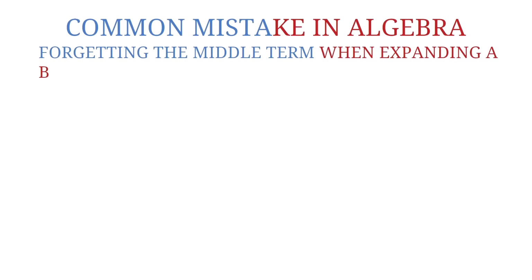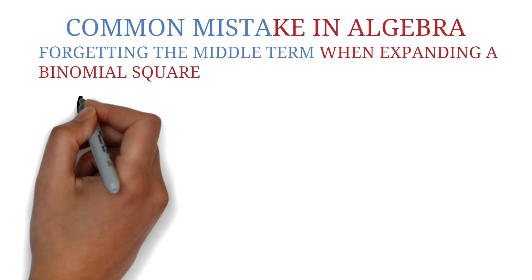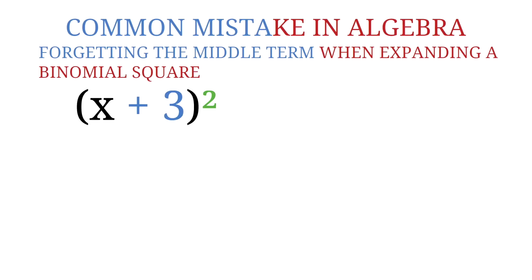This next mistake is a classic gotcha moment that many students fall for. At number 6: forgetting the middle term when expanding a binomial square. So let's take a look at an example. x plus 3, all squared. How will you go about solving this?